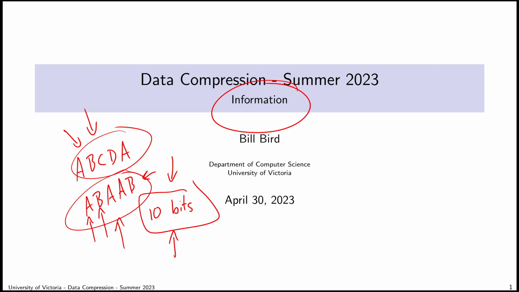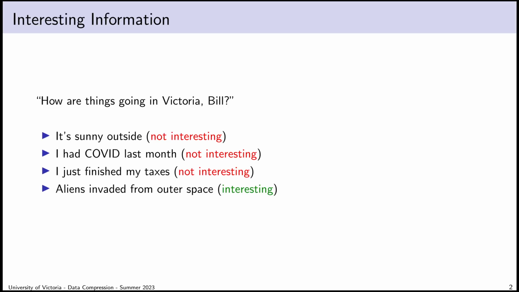Okay, so it's the end of April here in Victoria, and every now and then I run into people at conferences or whatever, and they make small talk, and they say, "How are things going in Victoria, Bill?" And not to put too fine a point on it, but I didn't really get into computer science because of my skill at making small talk with human beings. And so what do I say? Oh, well, it's Victoria, so it's looking pretty sunny outside because it's April.